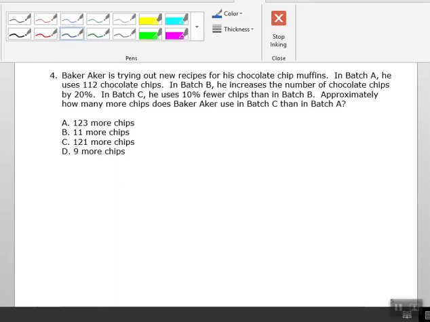Here we go. Baker Aker is trying out new recipes for his chocolate chip muffin. In batch A, he uses 112 chocolate chips. In batch B, he increases the number of chocolate chips by 20%. In batch C, he uses 10% fewer chips than in batch B. Approximately how many more chips does Baker Aker use in batch C than batch A?